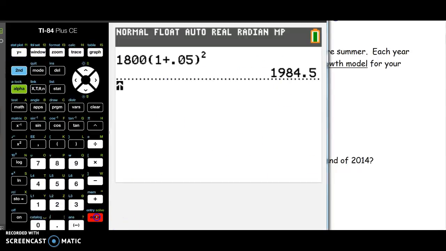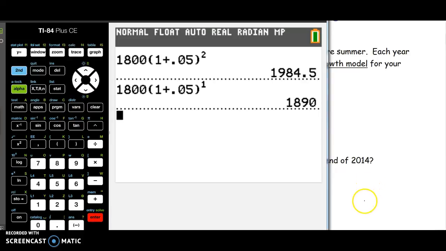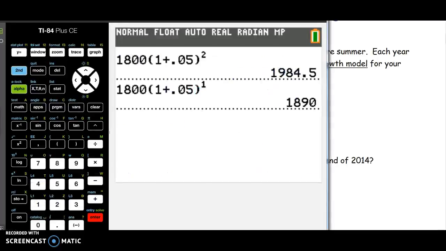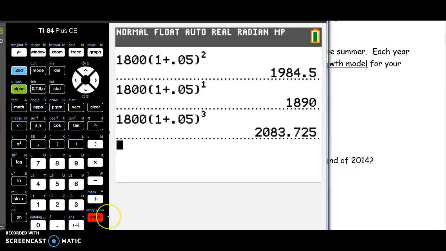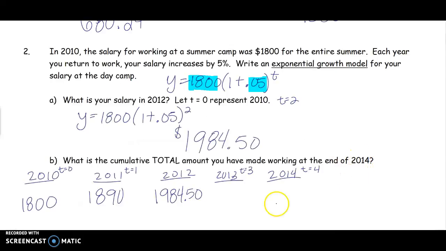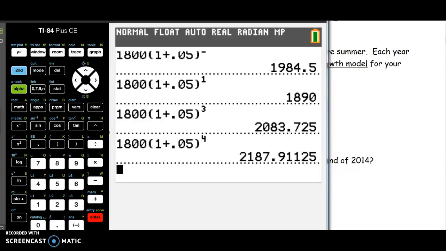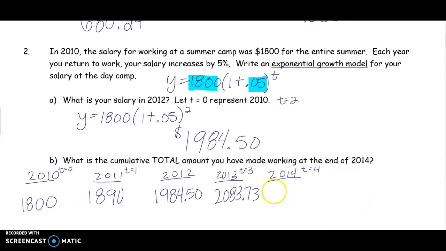So again, our little trick, second enter, brings up that old problem, and we would change this 2 to a 1 and find out you made $1,890. And then we hit second enter again and change our 1 to a 3, and that's $2,083.73. And then we change our 3 to a 4. So second enter, arrow over so it's highlighted, hit a 4, and you made $2,187.91.